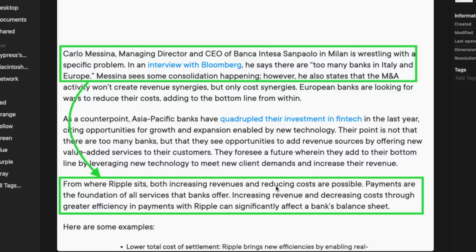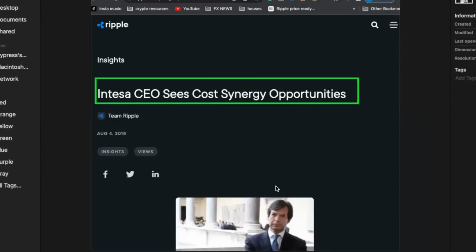From where Ripple sits, both increasing revenues and reducing costs are possible. Payments are the foundation of all services that banks offer. Increasing revenue and decreasing costs through greater efficiency in payments with Ripple can significantly affect a bank's balance sheet. And again, this is directly coming from the CEO of the biggest bank in Italy. Moving over here, what do we see?